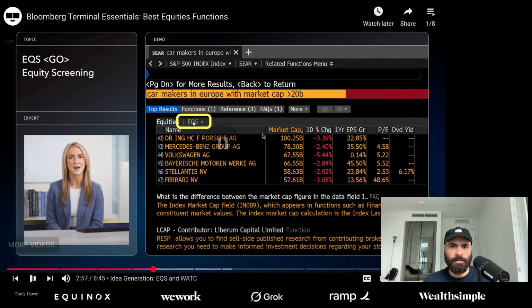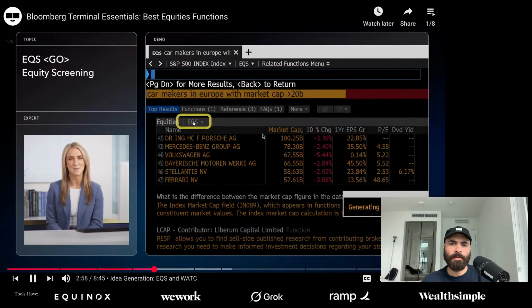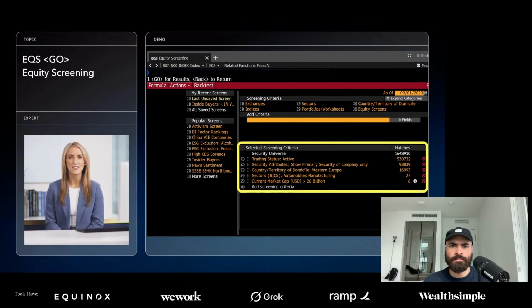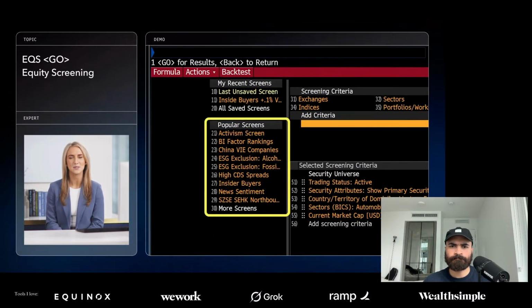Let's click on the equities screening option. Mercedes, Volkswagen, BMW, Stellantis, Ferrari, here at the top. Now we're in EQS Go, which lets you set parameters and narrow down the universe of equities. All the things you search for appear in a list in the main panel, but there are other popular EQS criteria templates you can explore to the left.